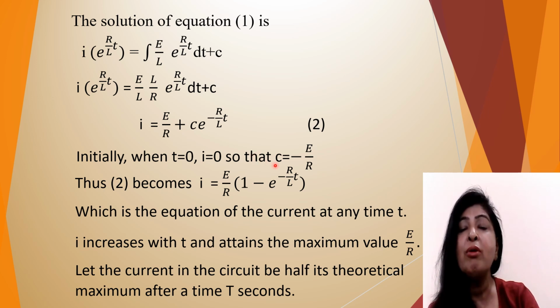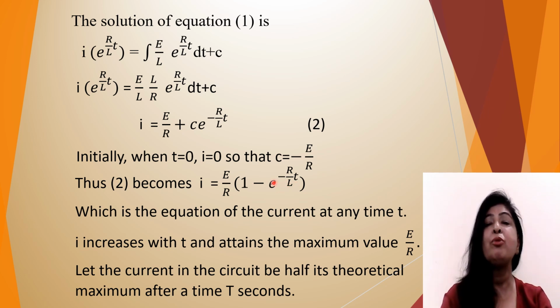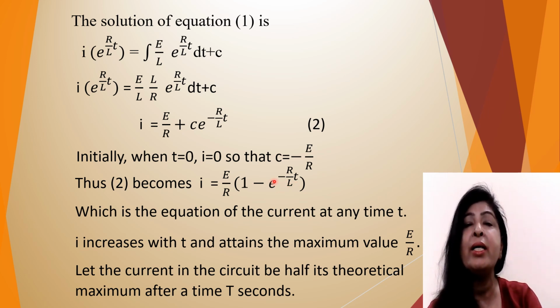So C is equal to minus E by R. So just substitute the value of C as minus E by R. So current I is E by R times 1 minus e raised to power minus R by L t. This is the expression for the current at any time t. Now as t attains its maximum, when t approaches infinity, current I becomes E by R.